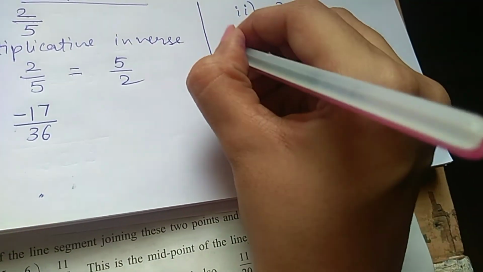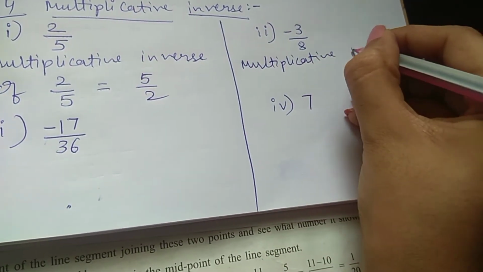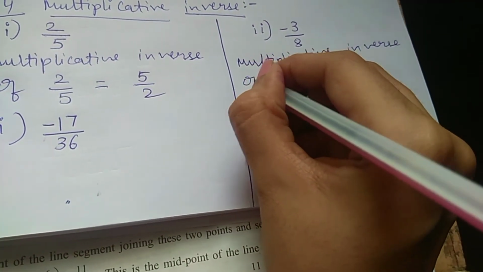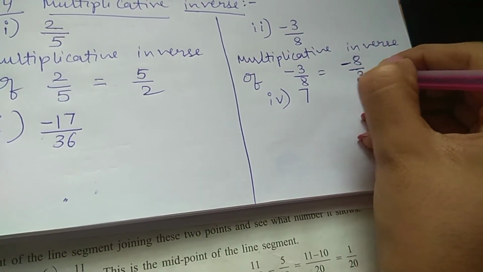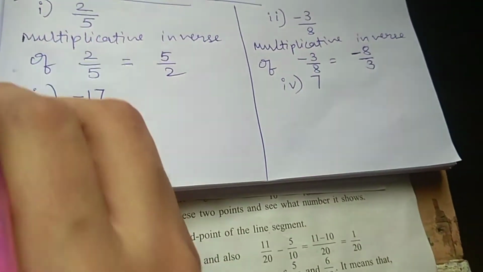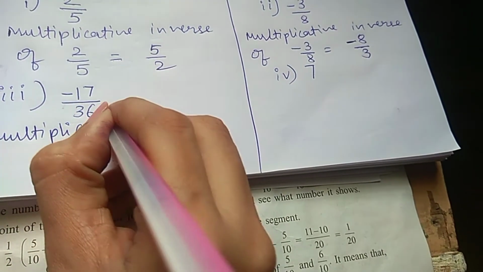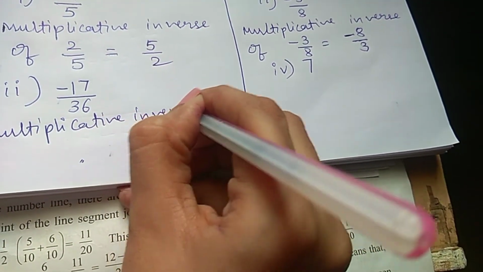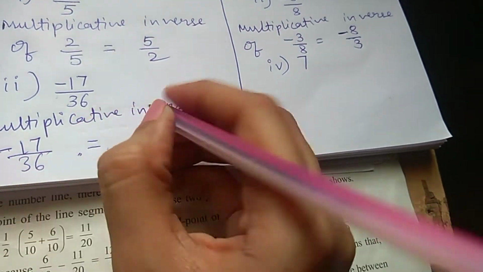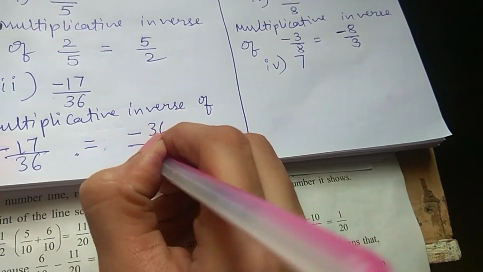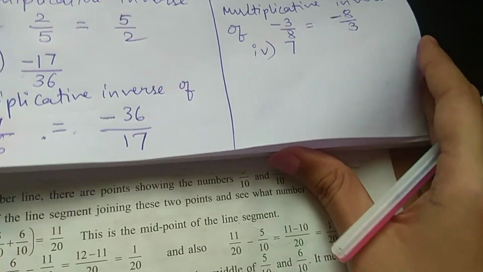Next, minus 3 by 8. So multiplicative inverse of minus 3 by 8 is minus 8 by 3. Next, multiplicative inverse of minus 17 upon 36 is minus 36 upon 17. Minus will be in the numerator only, it won't go in the denominator.